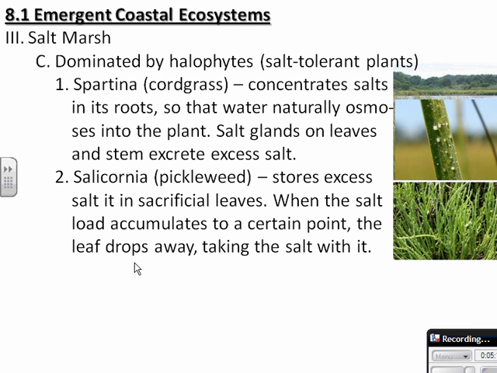Pickleweed, or Salicornia, is another type of plant that dominates here, and it has a different strategy to protect itself from salt water. It basically puts all the salt that it collects into one leaf, which kills that leaf, but the leaf just falls off, so the rest of the plant is protected.